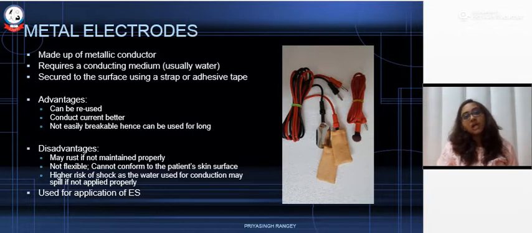And they also conduct current better since metal is the best conductor that you can use in order to provide current to any tissue. The disadvantage of using a metal electrode is that they may rust if they are not maintained properly. If you leave them in a humid environment or if you leave them with the water still over the electrode, they might rust very easily, so they require a lot of maintenance.